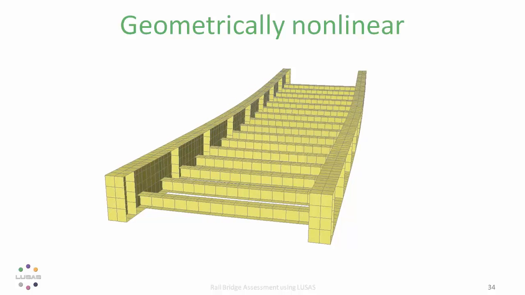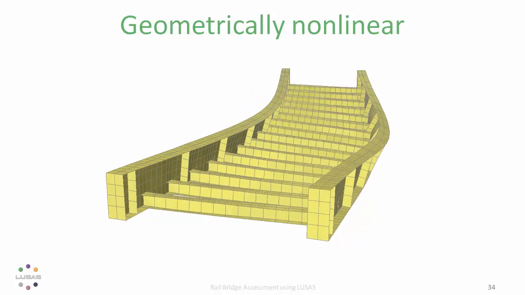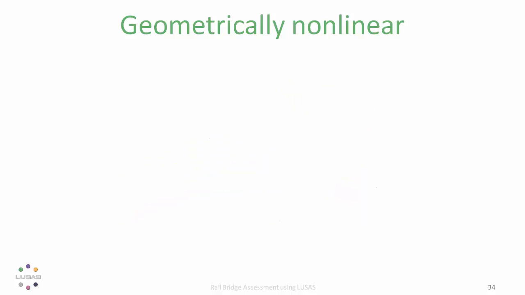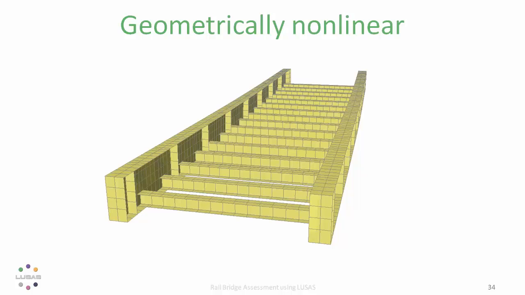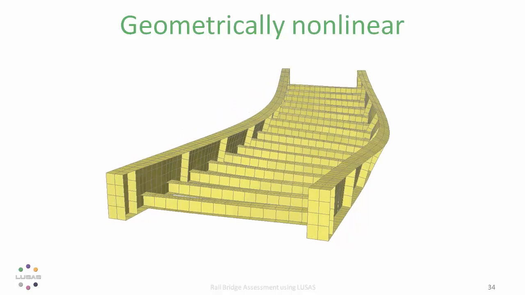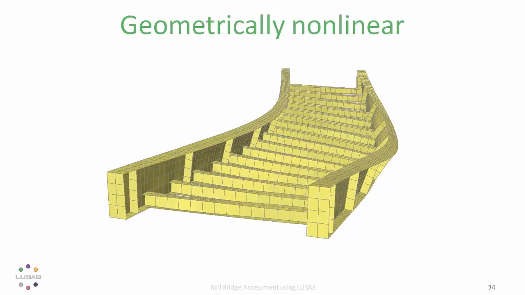This animation shows the geometrically nonlinear analysis. That is, imperfections are included, large displacements are calculated, but plasticity isn't included. And we can see the load being ramped up, and the final buckled shape there is very similar to what we saw in the eigenvalue buckling analysis.